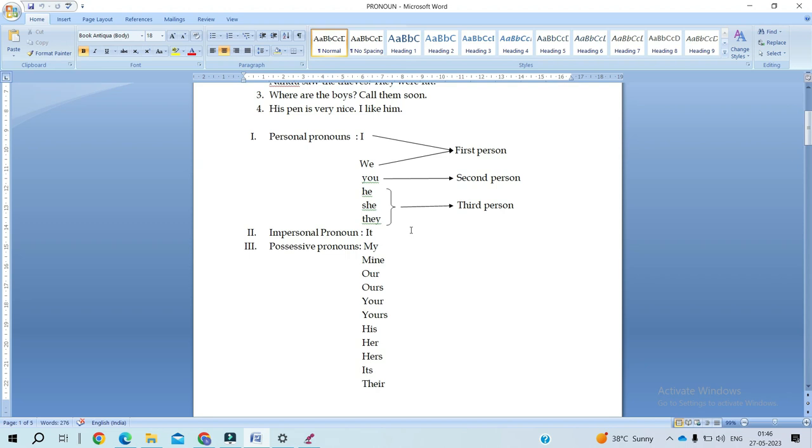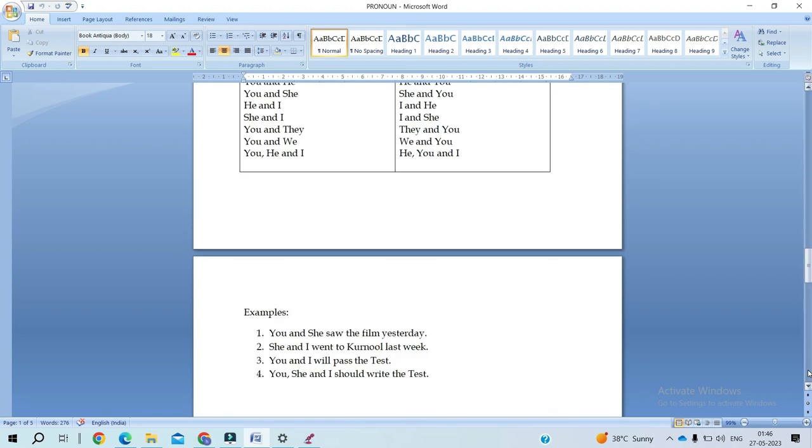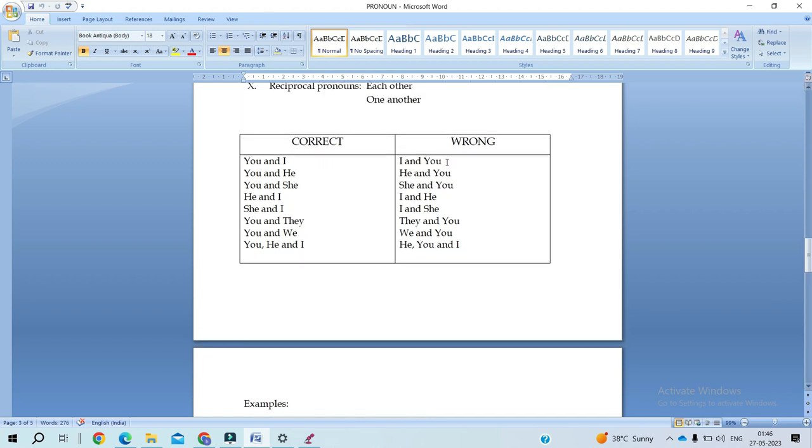And these personal pronouns are used for good manners only. So we see some examples below. I mentioned some examples here for these personal pronouns. You and I is the correct one. We should not use I and you. You and he: we have to use you and he, not he and you. You and she is correct, she and you will not be correct.